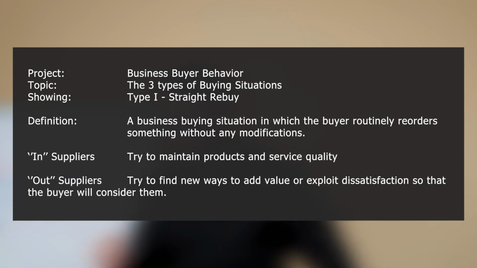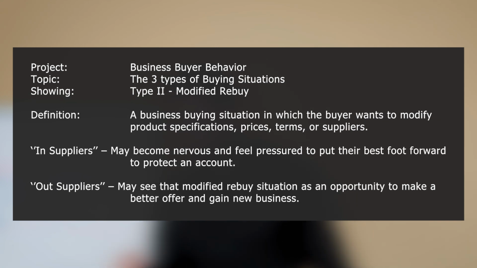Out suppliers try to find new ways to add value or exploit dissatisfaction so that the buyer will consider them. Modified rebuy is the second major type of buying situation: a business buying situation in which the buyer wants to modify product specifications, prices, terms, or suppliers. In suppliers may become nervous and feel pressured to put their best foot forward to protect an account, while out suppliers may see that modified rebuy situation as an opportunity to make a better offer and gain new business.